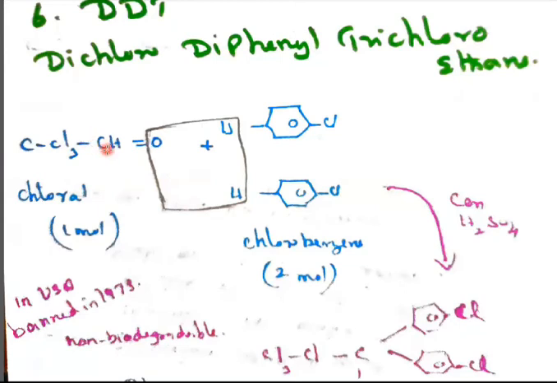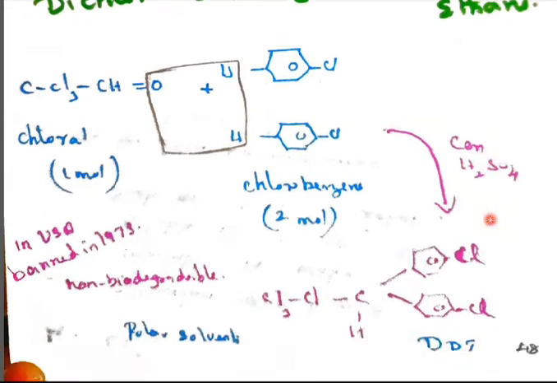CCl3CHO is called chloral. One mole of chloral is taken with 2 moles of chlorobenzene, C6H5Cl. Except for this carbon, everywhere hydrogen is there, so we can take one hydrogen from this side. Here the CH double bond O, H2O is released. The O is linked with the double bond, so one bond will link with one chlorobenzene and the other bond with another chlorobenzene in the presence of concentrated sulfuric acid.